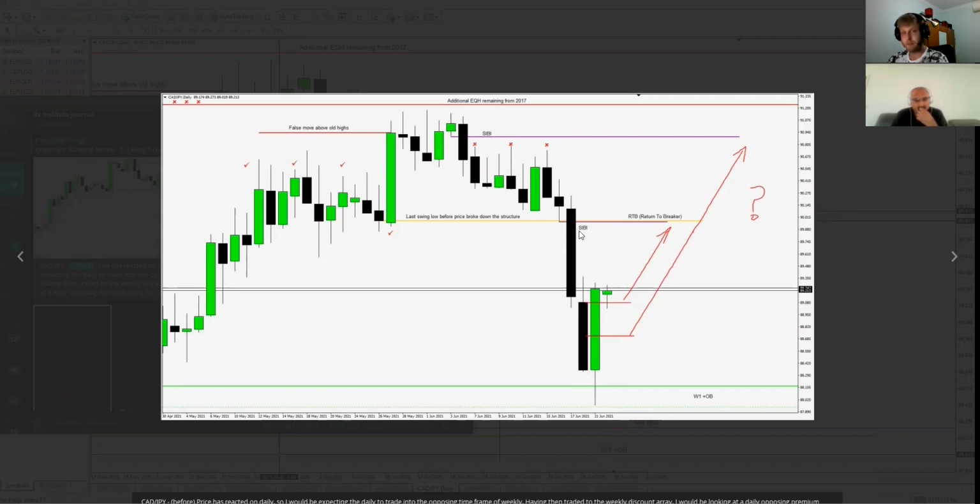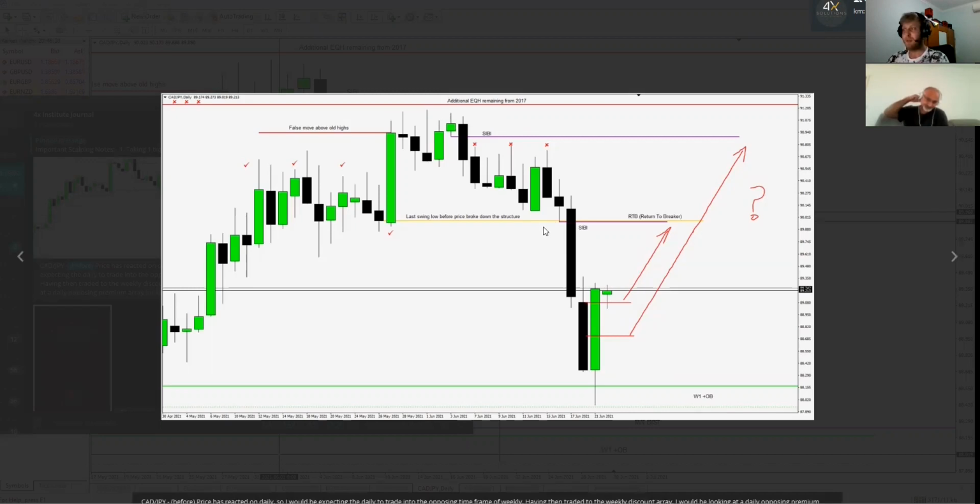What is our SIBI? Sell side imbalance, buy side inefficiency. Forgot the word. What is something that's not efficient? Very inefficient, yeah. There we go.